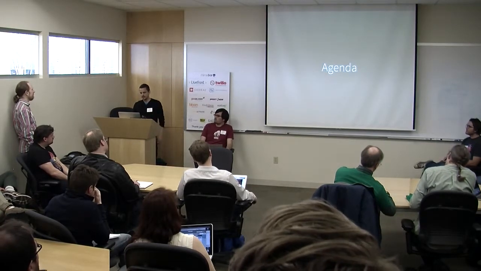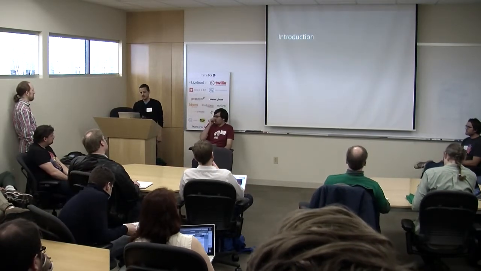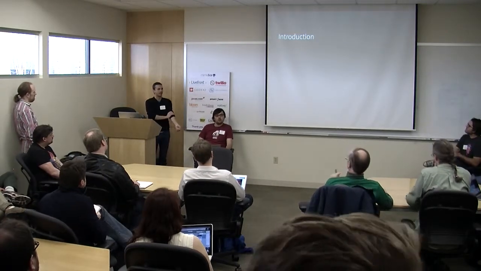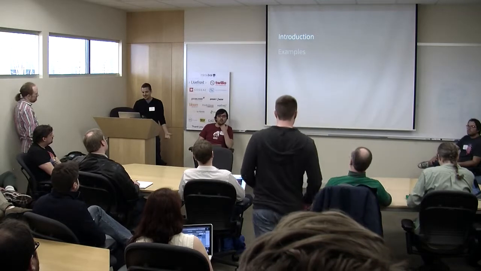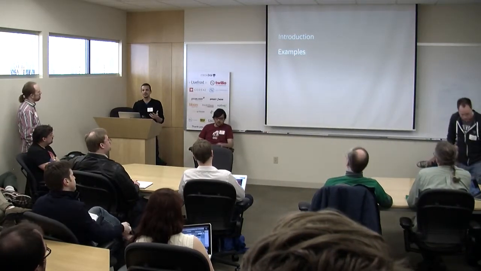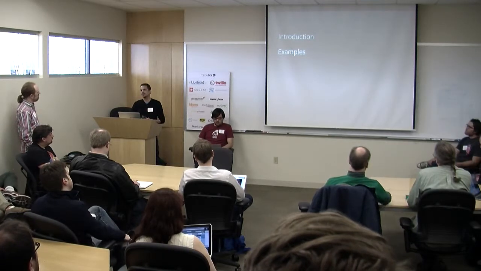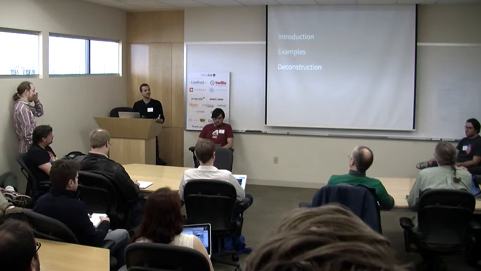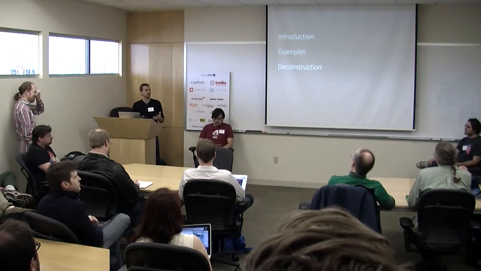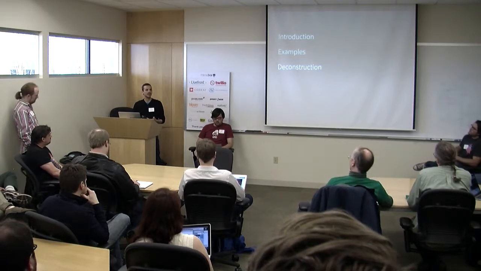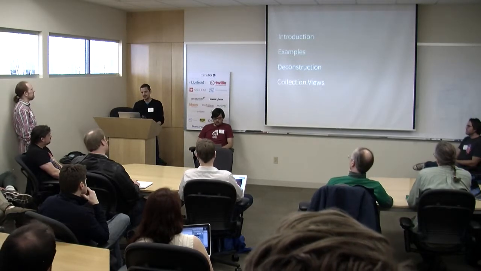OK, so let's get into it here. I'm going to start off with a little introduction to physics-based interfaces, just talk about what they are and why you might be interested in them. Look at a few examples of apps that are in the wild that are using some kind of physics in their interfaces, and then a little bit of a deconstruction to take one of those examples and break it down and talk about how we might implement that using UIKit Dynamics.